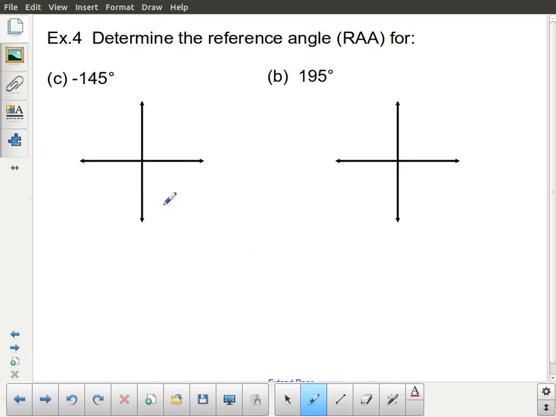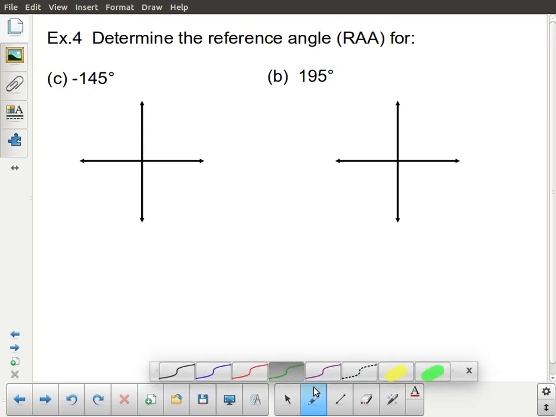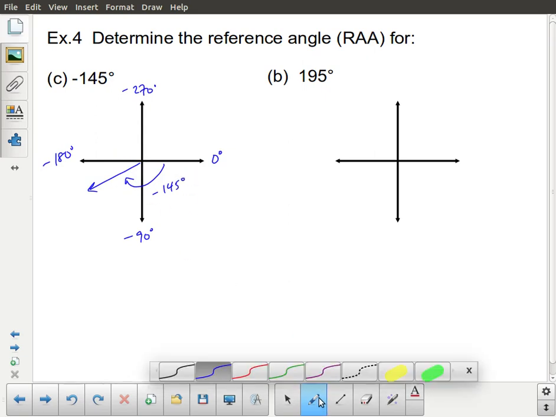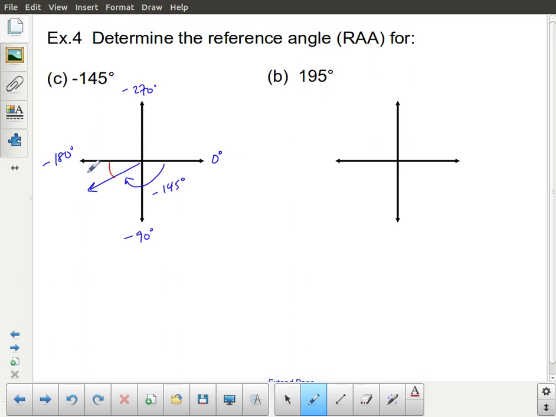Determine reference angles here, and now I'm introducing a negative angle, but you need to keep in mind what I just said, which is I don't care about positive or negative. Related acute angles are always positive, but I do need to identify where this is. Here's 0 degrees, but I'm going the other way, so I'm going to label my axes this way. Where is negative 145? Looks like it's over here. So there's my negative 145 degrees. And my related acute angle is going to be there.